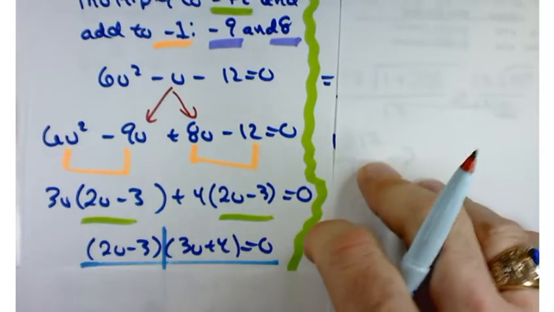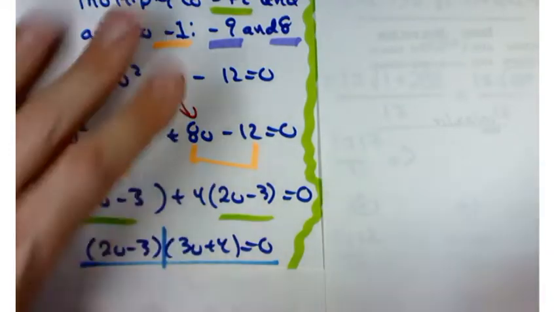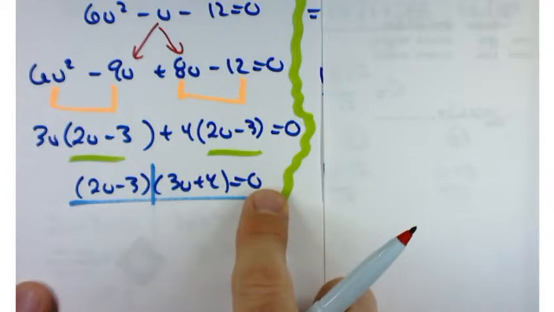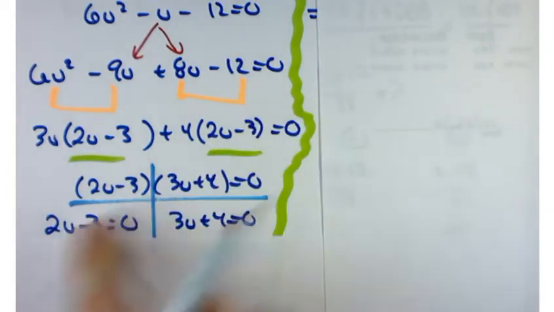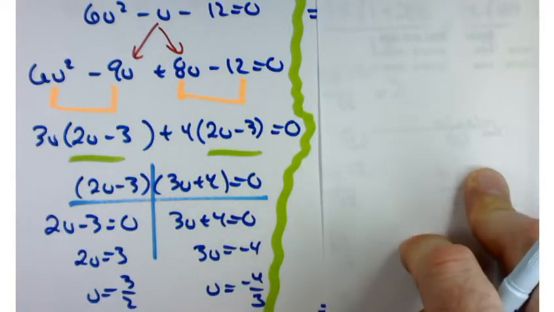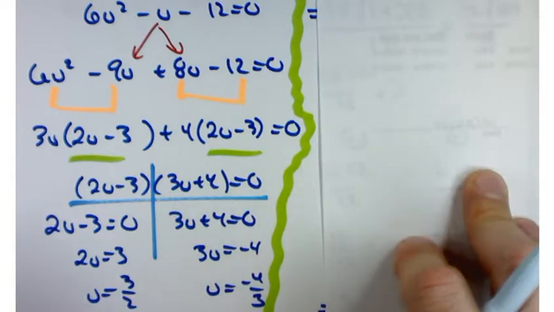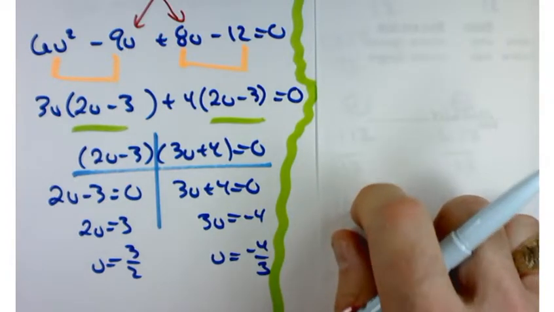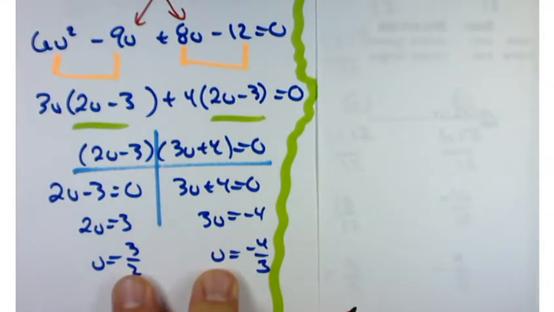So I factor those, and then what? Well, then I've got this times this equals 0. So one of these two things had to be 0. And you just solve each of those, and you get 3 halves and negative 4 thirds. Wow. Get out the oxygen bottle. Now that's just your solution for you.